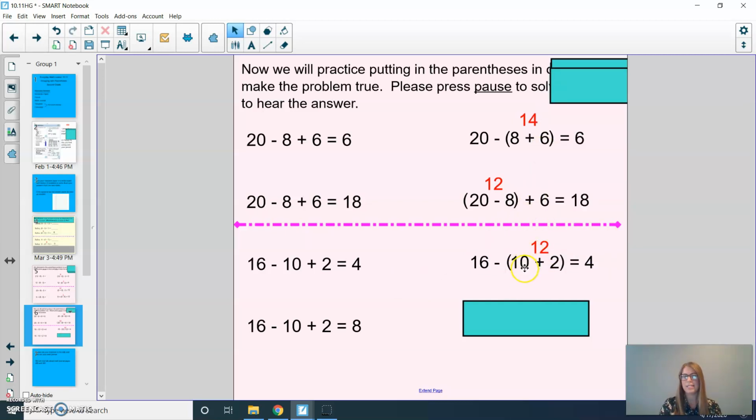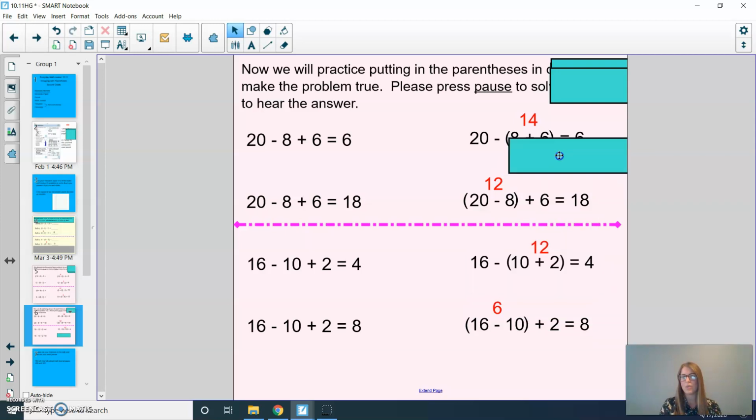If I put my parentheses around 10 plus 2, and I know 10 plus 2 is 12, then I can solve it. Go start at 16 again. 16 minus 12 is equal to 4. Now if I wanted it to equal 8, and I put my parentheses around 16 minus 10, which is 6, 6 plus 2 is equal to 8.